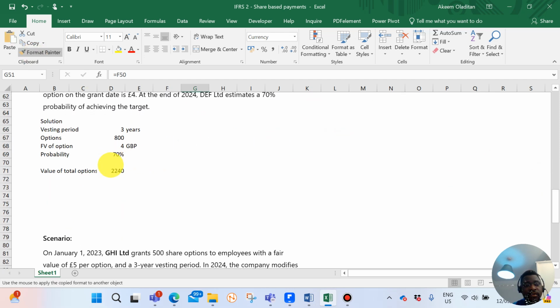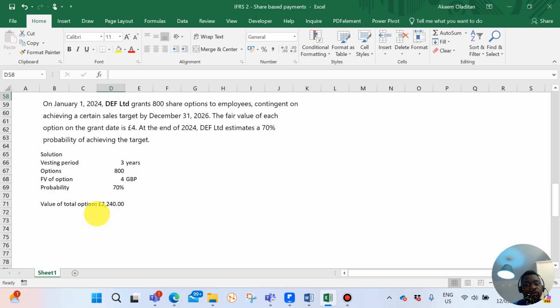Come down here. So that 2,240 is the total value for 3 years. So the same thing that we did earlier, we have to do it. Let's say 31 December 2024. So the value will now be this divided by 3. So this 746.67 is that amount that will be recognized each year till the end of the option. So let's now look at the third one.